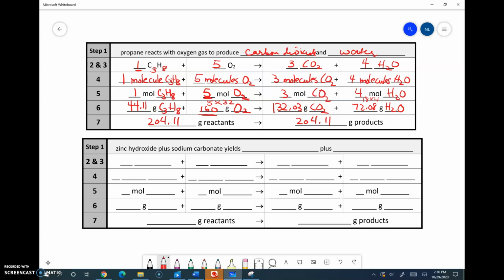So zinc hydroxide plus sodium carbonate react together. They're reacting together, and so our products are going to be, remember, sodium is going to come in and bond to hydroxide, zinc is going to bond to carbonate. So this is a double replacement. You will get zinc carbonate, and then the other one is going to be sodium hydroxide.